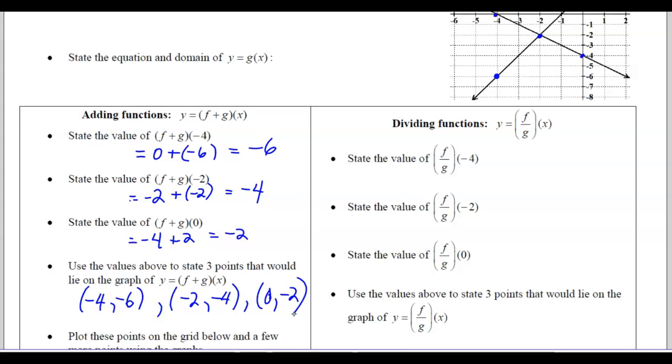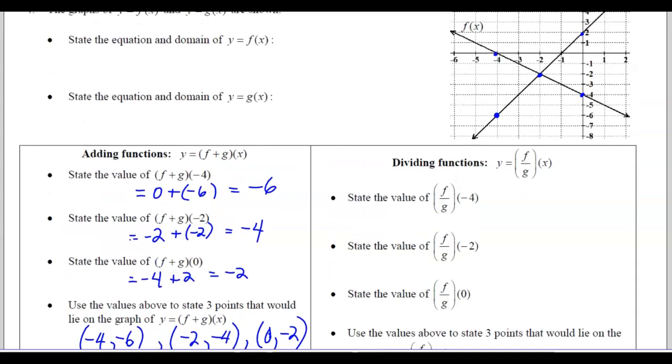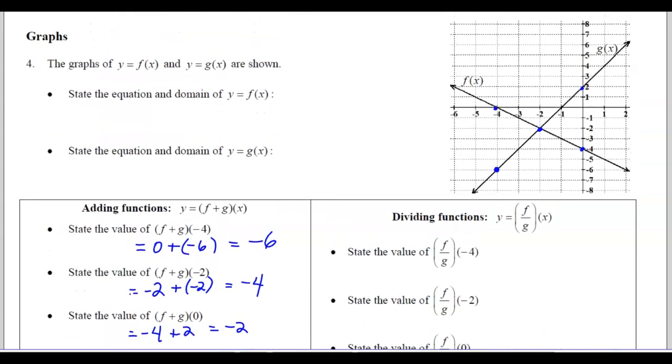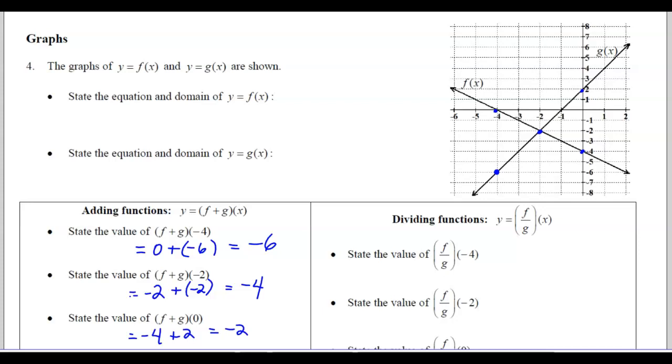Okay. Let's go back and find the equations because we're going to need them in a sec. So state the equation in the domain of y equals f of x. So this is a linear function. The y-intercept is -2. Take 2 nice points. The slope would be -1 over 1, which is -1. So this would be f of x equals, so I use function notation, -x minus 4. And that's all real numbers, right?